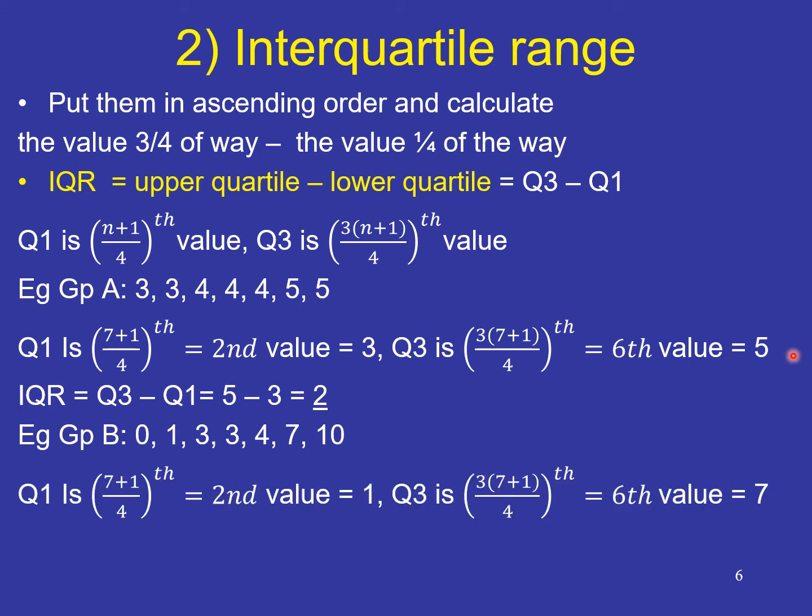So you should have found that, again, the lower quartile is the second value, which in this case is 1. The upper quartile, again, is the 6th value, which in this case is 7. So therefore, the interquartile range is 7 take away 1, which is 6 for group B.